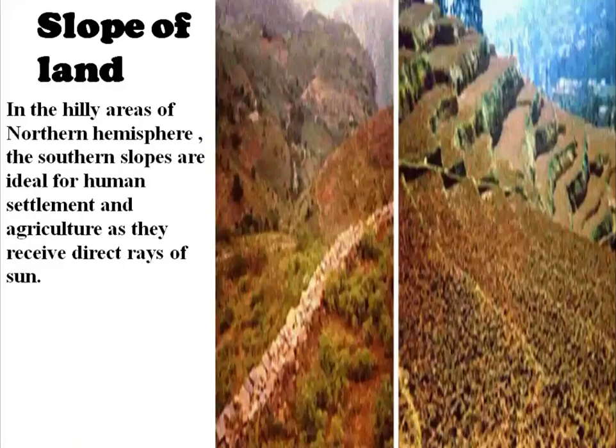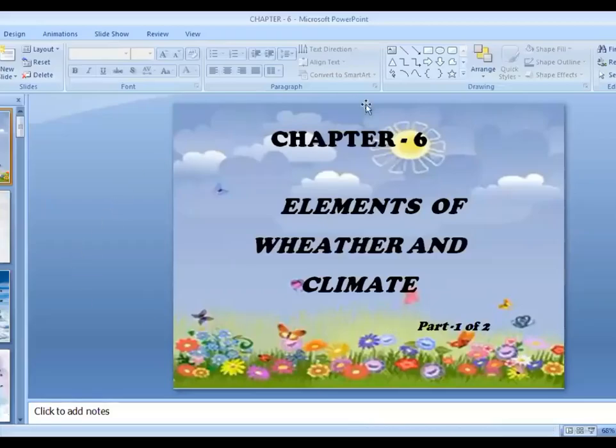Slope of land. Like in hilly areas of the northern hemisphere, the southern slopes are ideal for human settlement and agriculture as they receive the direct rays of the sun. In the next session, we are going to understand about how the other elements react with weather and climate.